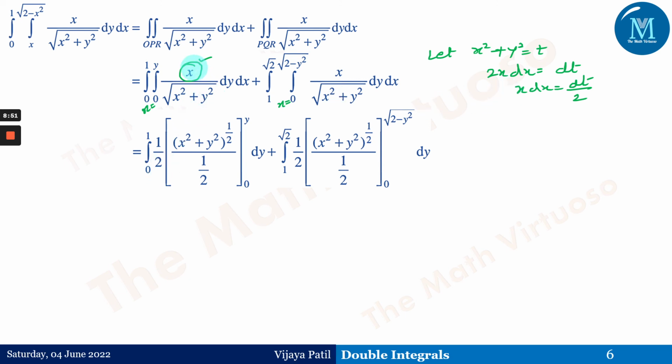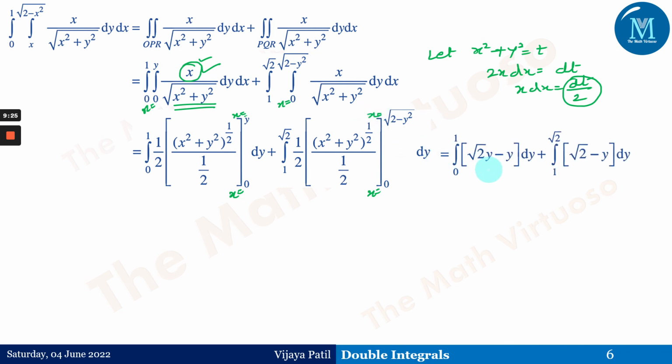Another way, if you observe here, the differentiation of this particular x square plus y square is already present here, except this 1 by 2. So this is dt by 2, the same thing what we have done here using the substitution. So this particular integral you can write down as integration 0 to 1 of x square plus y square to the power 1 by 2 divided by 1 by 2, because we are doing the integration of this, and the limit is from x is equal to 0 to x is equal to y. Same thing we are doing for this with the limit x is equal to 0 to x is equal to square root of 2 minus y square.